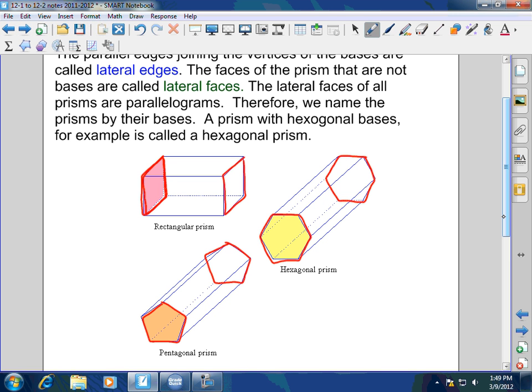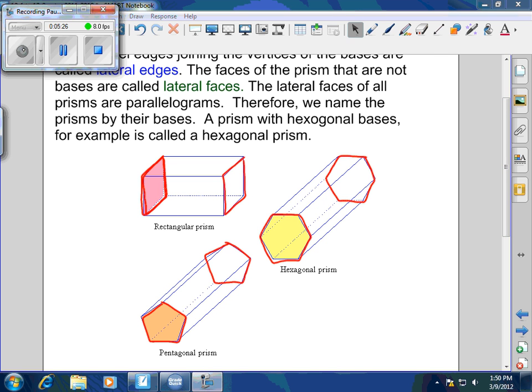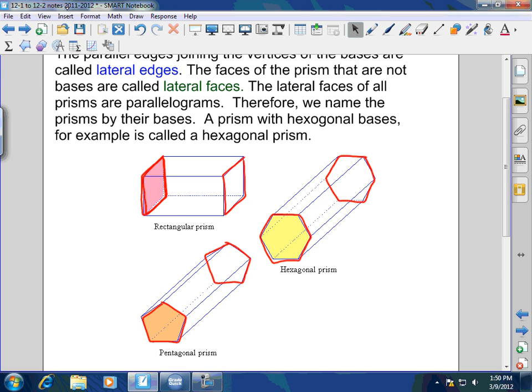Now, the lateral edges, which are in blue. The lateral edges go from one vertex of the base to the next vertex of the base. So this is a lateral edge. This is a lateral edge. This is a lateral edge.